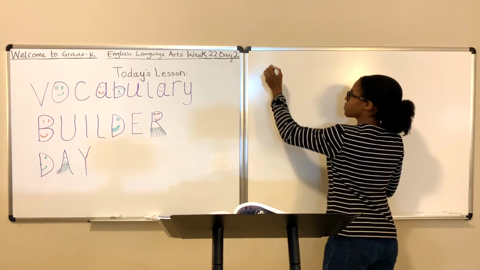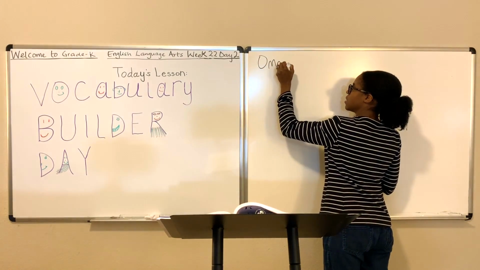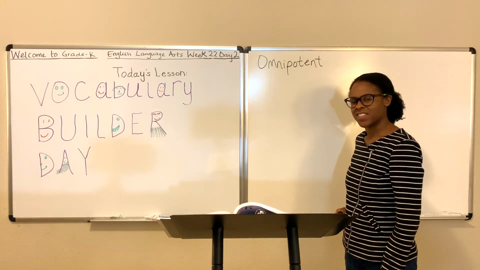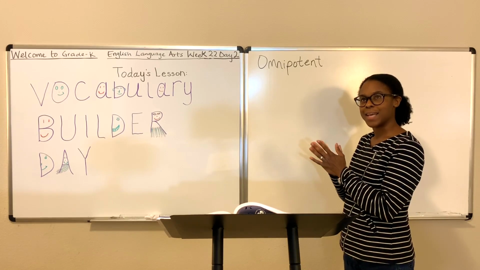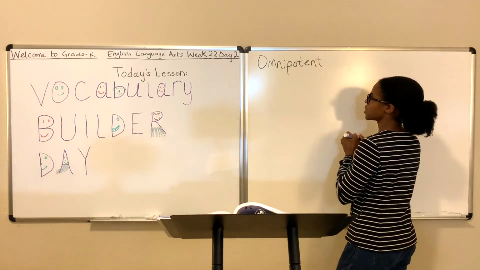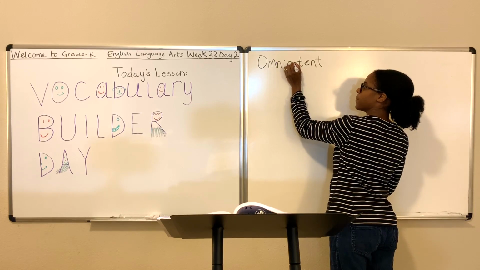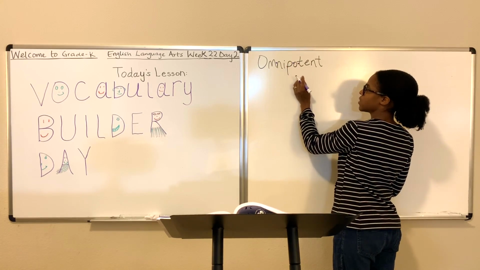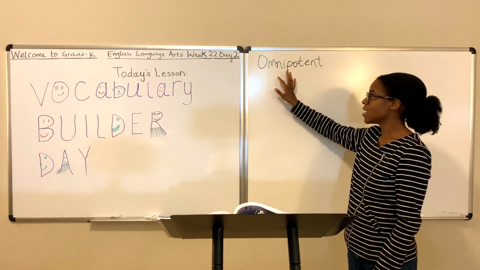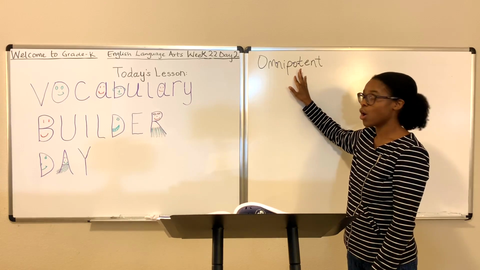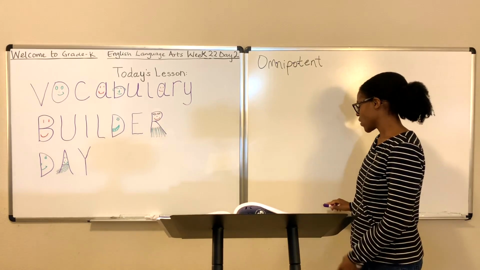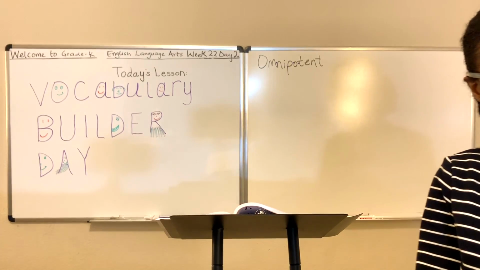Let's start with omnipotent. What does it mean to be omnipotent? And how many syllables are here? Can you count the number of syllables? Omnipotent. That's 4 syllables, isn't it? Om is the first syllable, nip is the second syllable, o is the third syllable, and tent. Omnipotent. That's spelled O-M, nip is N-I-P, o is O, tent is T-E-N-T. Omnipotent. Okay, let's find out what that means according to our dictionary.